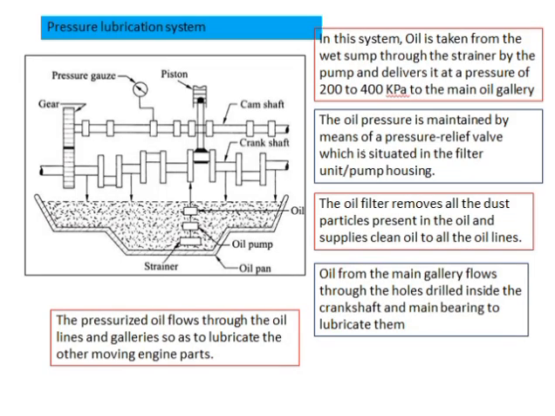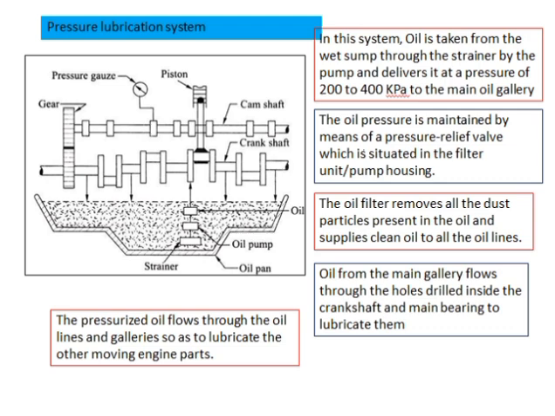Then pressure lubrication. In this system, oil is taken from the wet sump through the strainer by the pump and delivered at a pressure of 200 to 400 kilopascal to the main oil gallery. The oil pressure is maintained by means of a pressure relief valve, which is situated in the filter unit. The oil filter removes the dust and other particles. Oil from the main gallery flows through holes drilled inside the crankshaft and the main bearing to lubricate them. The pressurized oil flows through the oil lines.